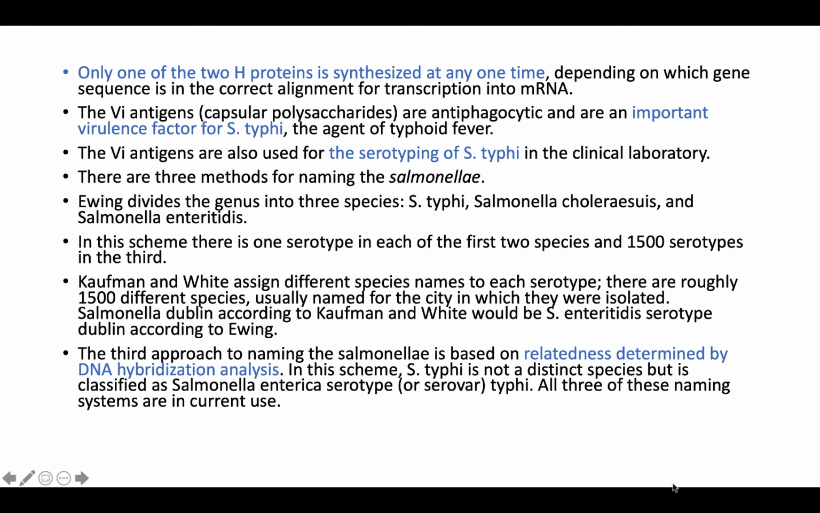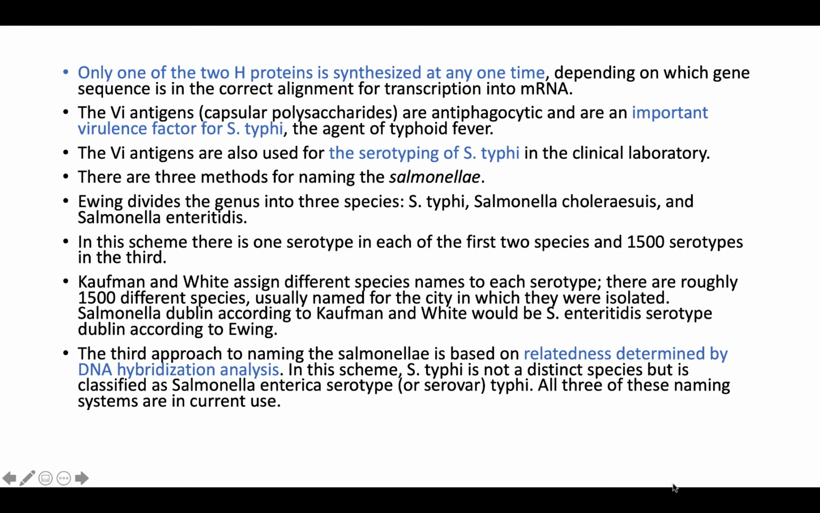As for the VI antigens, they are antiphagocytic and are an important virulence factor for Salmonella typhi, which causes typhoid fever. So you need this VI antigen to survive in order for it to cause typhoid fever. If it wants to cause fever, then there has to be invasion into the systemic circulation. That means you need something to improve your ability to survive leukocytes present in the blood, and VI antigen is the main thing that we use.